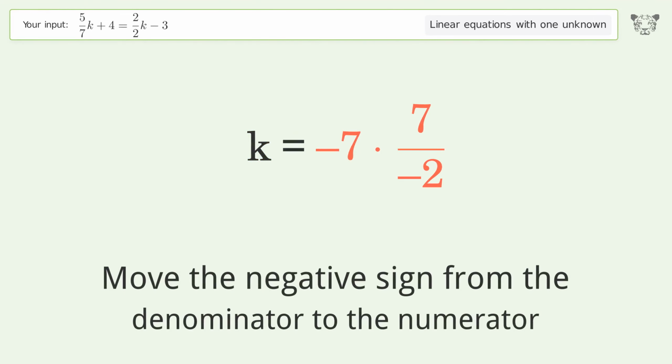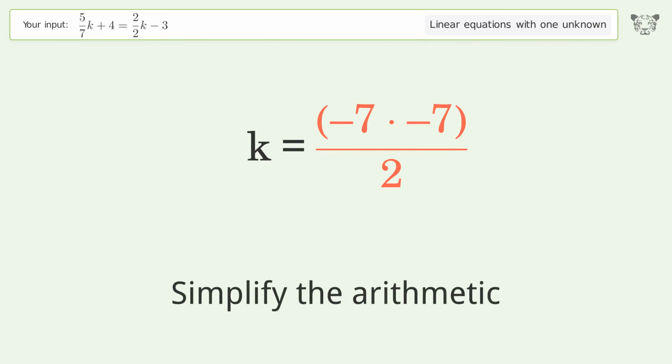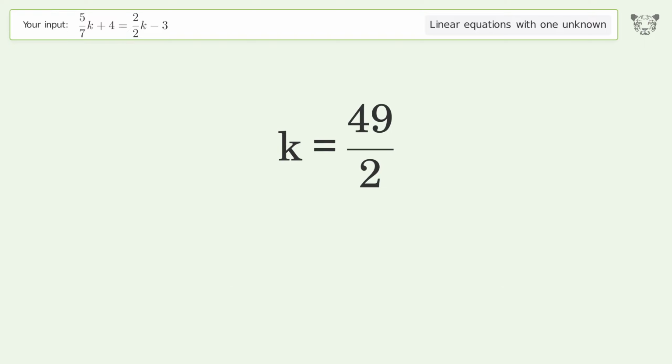Move the negative sign from the denominator to the numerator. Multiply the fractions. Simplify the arithmetic. And so the final result is k equals 49 over 2.